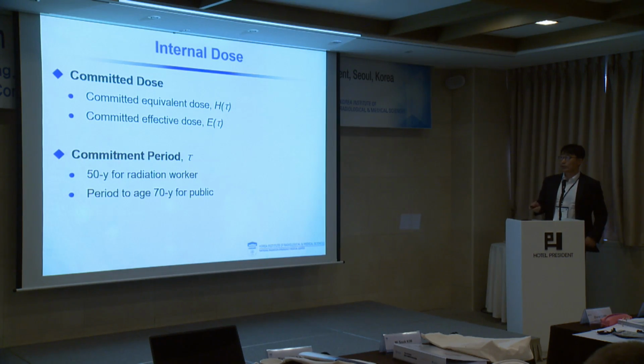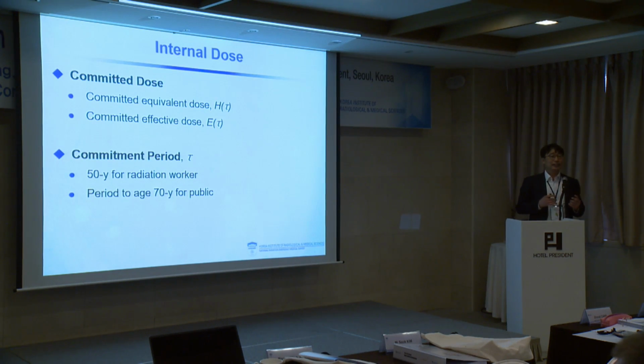So there are two dose quantities: committed equivalent dose H tau and committed effective dose E tau. So tau means the dose commitment period. And in case of the general population, members of the public, we just apply the period to be age 70 years for general population. And in case of the radiation workers in workplaces, we apply the commitment period of 50 years for the conservative estimation of the internal dose.